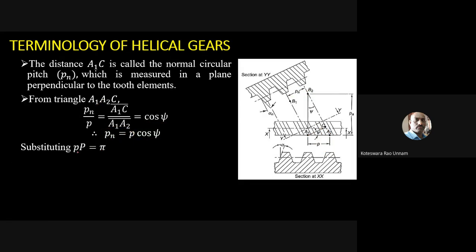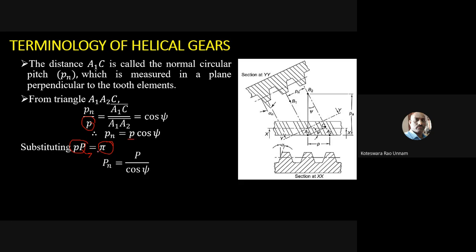Then P into small p into capital P. This is capital P, we'll call it the diametral pitch. So we know that the product of circular pitch and diametral pitch is pi, which is constant. So if I substitute this, small p is nothing but pi by capital P.